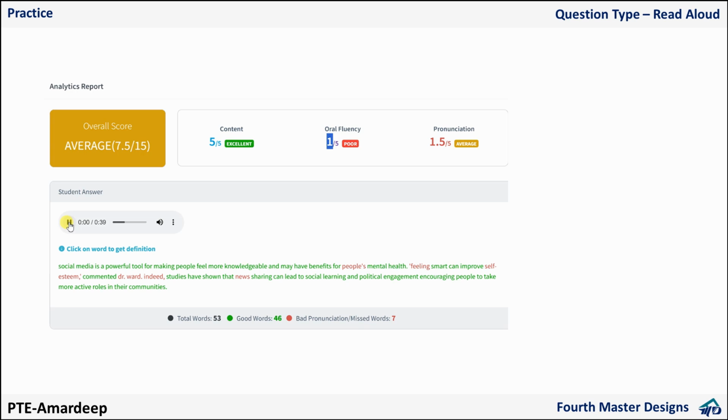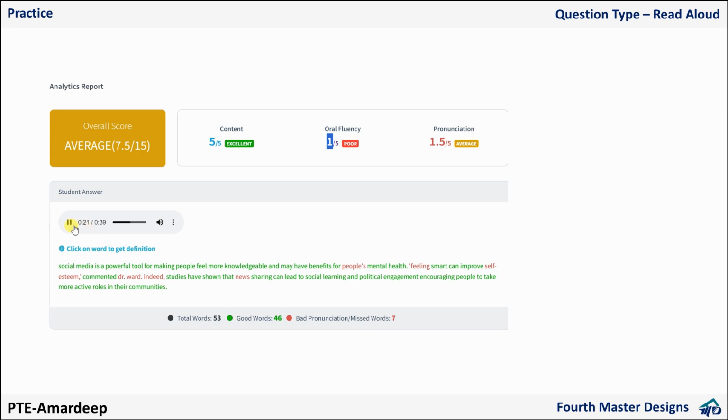So just see here. Social media is a powerful tool for making people feel more knowledgeable and may have benefits for people's mental health. Feeling smart can improve self esteem, commented Dr. Ward. Indeed, studies have shown that news sharing can lead to social learning and political engagement, encouraging people to take more active roles in their communities.